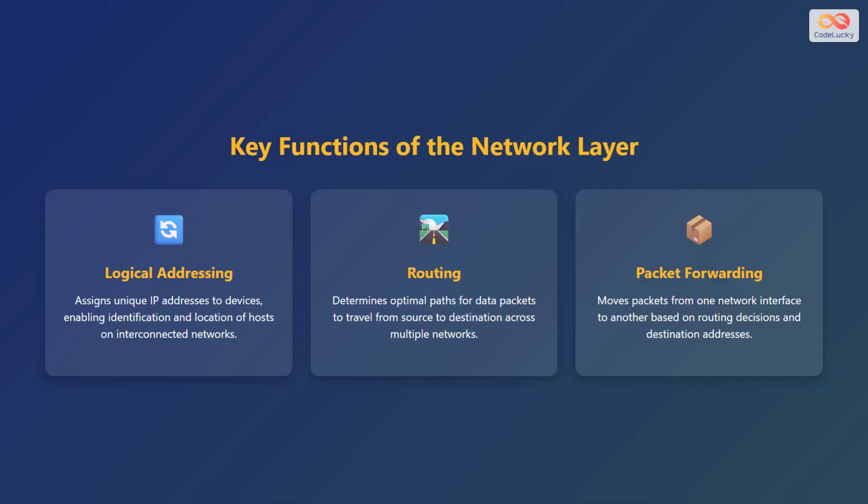The network layer has three primary functions. The first one is logical addressing, which assigns unique Internet Protocol addresses to devices, enabling identification and location of hosts on interconnected networks. The second one is routing, which determines optimal paths for data packets to travel from source to destination across multiple networks. And the third one is packet forwarding, which moves packets from one network interface to another, based on routing decisions and destination addresses.